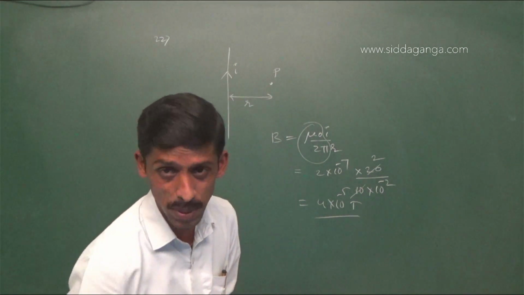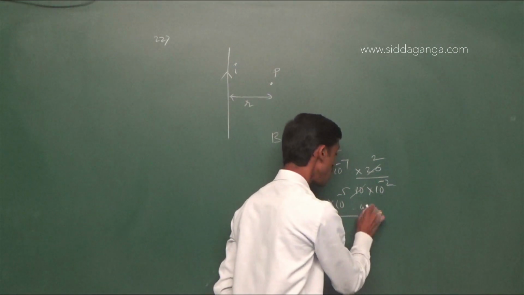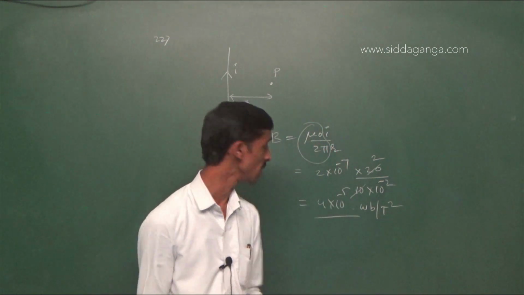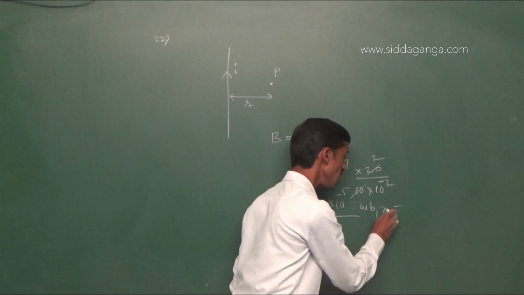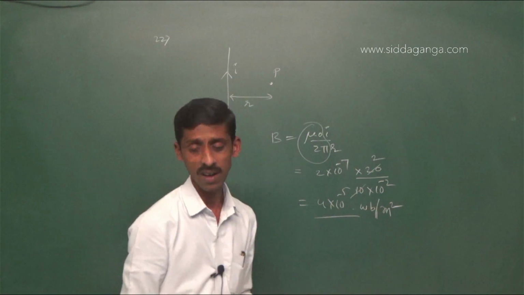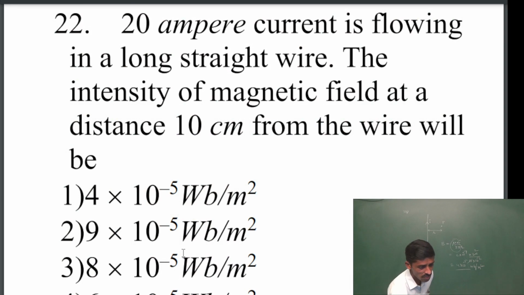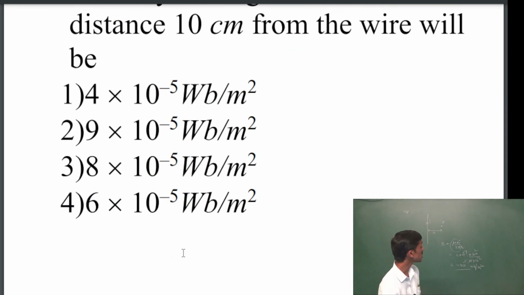First option, Weber per meter square. Instead of Tesla, another unit is Weber per meter square. Flux density is nothing but magnetic field. So first option, 4 into 10 to the power of minus 5 Tesla.